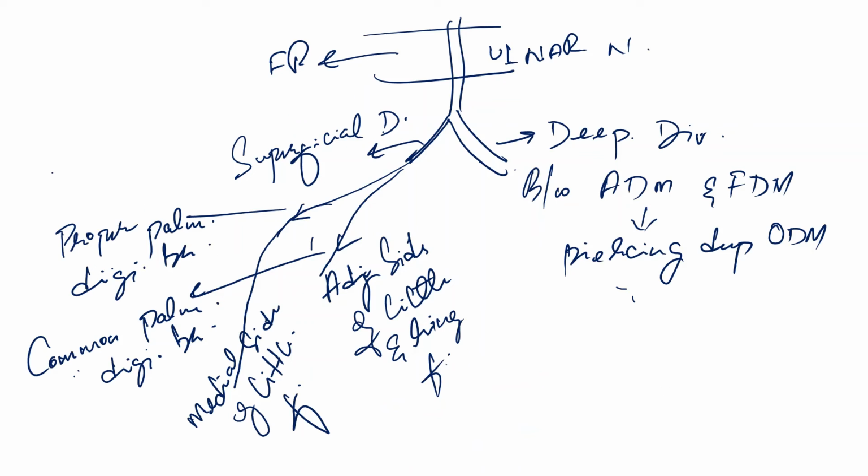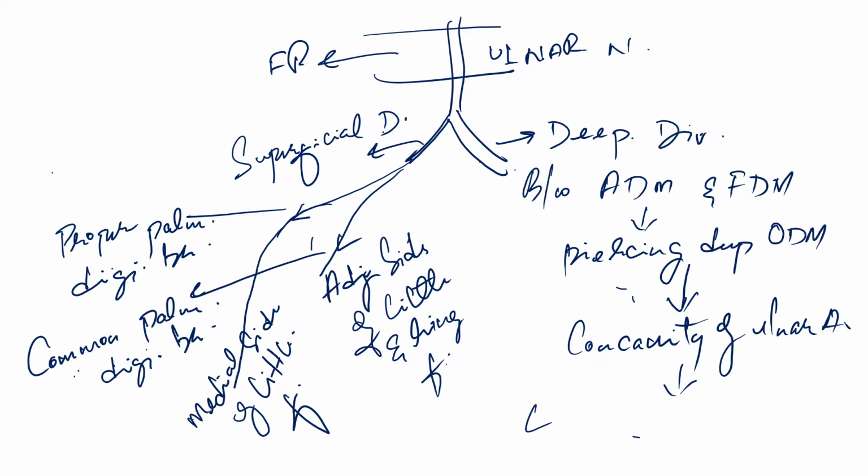Once it pierces the opponens digiti minimi and enters the deeper portion of the palm, the nerve runs along the concavity of the ulnar artery and later ends by supplying the muscle adductor pollicis. So this is about the fate of the deep branch.